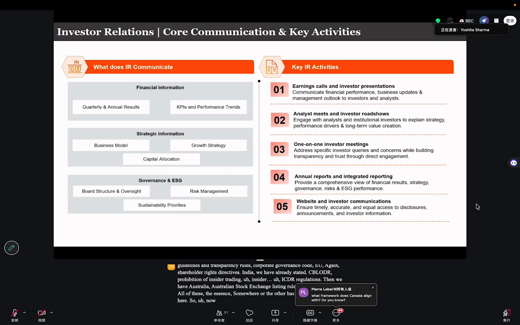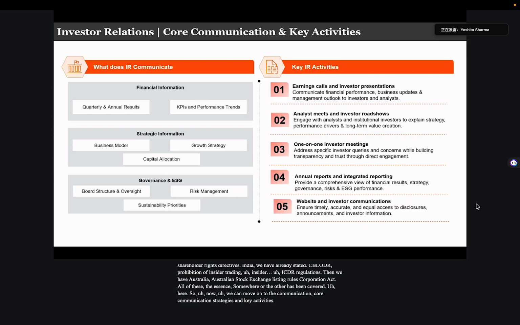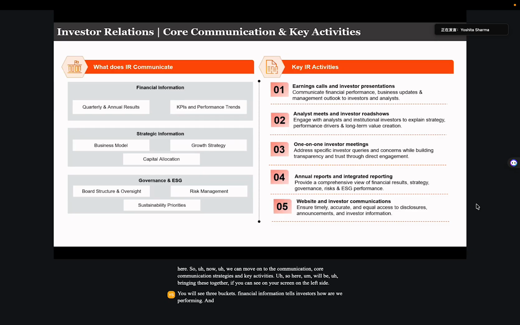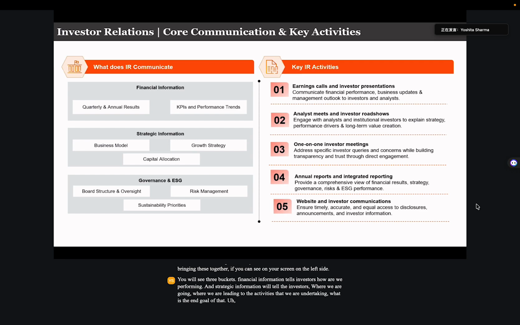So now we can move on to the core communication strategies and key activities. Here we'll be bringing these together. If you can see on your screen on the left side, you will see 3 buckets. Financial information tells investors how we are performing, and strategic information tells the investors where we are going, the activities that we are undertaking, and what the end goal of that is. Then we have governance and ESG, which tells them how responsibly and sustainably we are getting there.